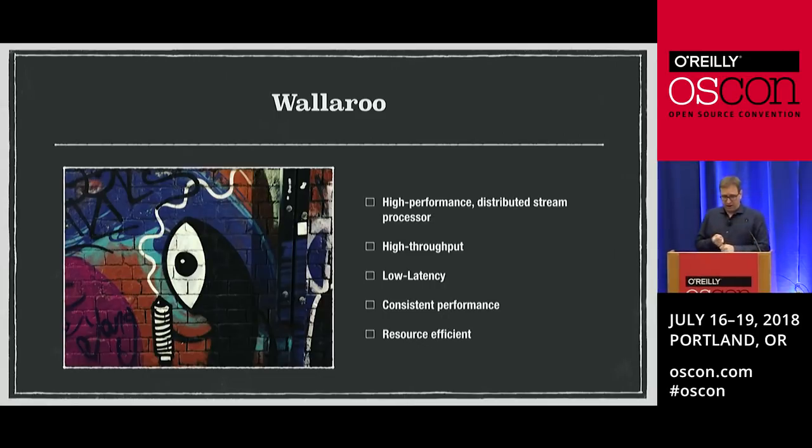Wallaroo was designed to have high throughput, where we could process millions of messages a second, low latency, where you'd be able to complete operations within nanoseconds or microseconds potentially, and it was designed to be resource efficient so that you could run it on relatively constrained machines if you needed to. When we started building Wallaroo, our primary target customer were financial institutions like banks and everything.